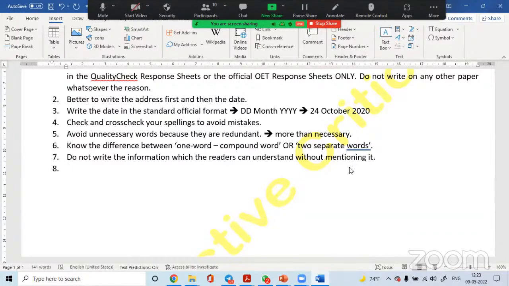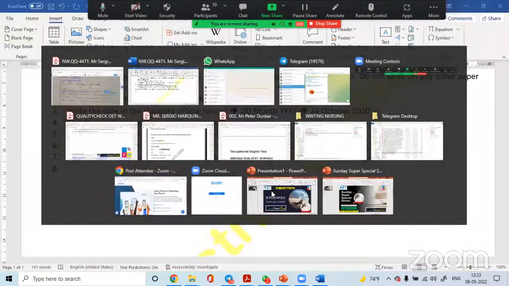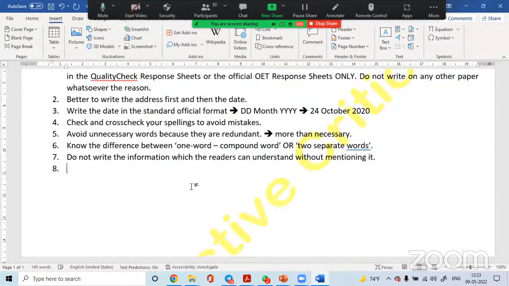So the next point is "I am writing this letter." This is active voice. First of all, the sentence itself is not necessary and you are writing active voice. So I am telling you, avoid active voice as far as possible.